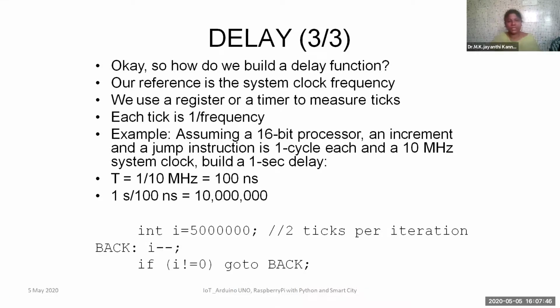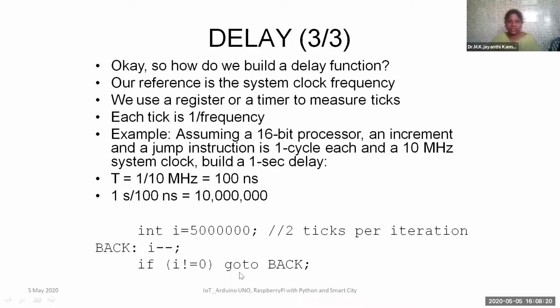Say for example, we are taking the time cycle T equal to 1 by 10 megahertz, because the processor is a 16-bit processor and the processing speed is 10 megahertz. It is equivalent to 100 nanoseconds. So 1 second is 100 nanoseconds times 10 million. So for example, how we can introduce delay: int I equal to 5 million, two ticks per iteration, back, so the process will be repeated, I minus minus.